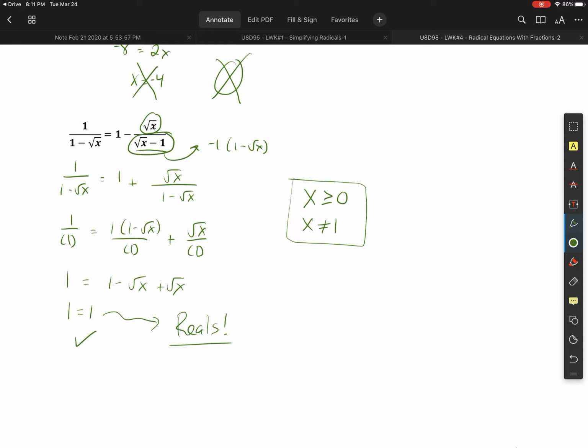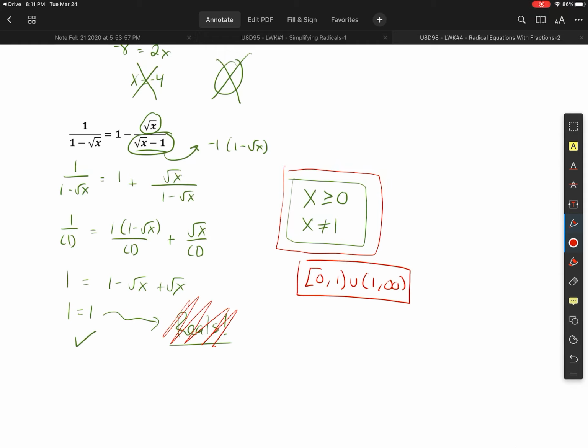So back at this idea, is our answer actually all reals? No, because we have to factor in our restrictions. If we want to write our answer in interval notation, our answer to this problem is from 0 to 1, including 0, union 1 to infinity. There's our answer: everything greater than or equal to 0, not including 1.